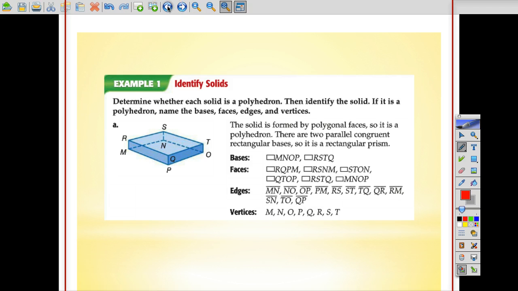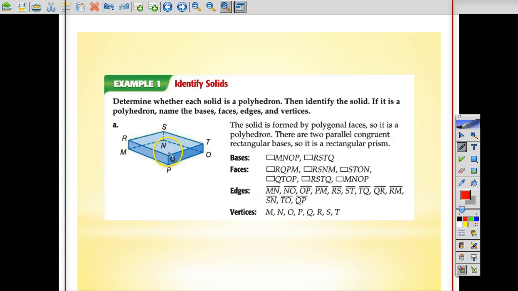Identifying solids. Determine whether each solid is a polyhedron. Then identify the solid. If it is a polyhedron, name the bases, faces, edges, and vertices. The solid is formed by polygonal faces, so it is a polyhedron. There are two parallel congruent rectangular bases, so it is a rectangular prism. So here's a prism. The bottom base is a rectangle, so it's a rectangular prism.